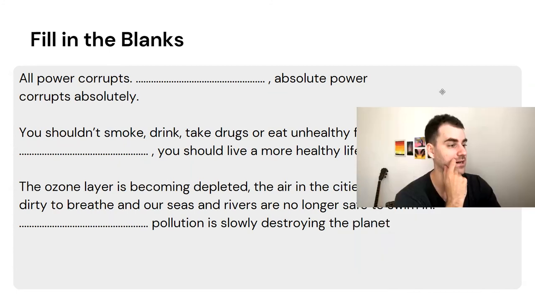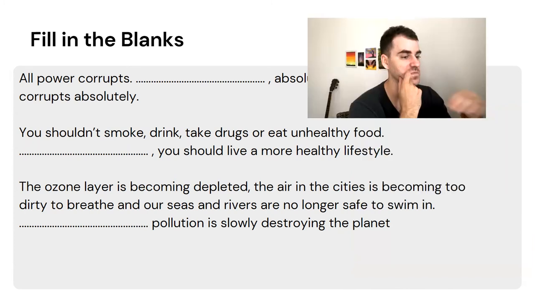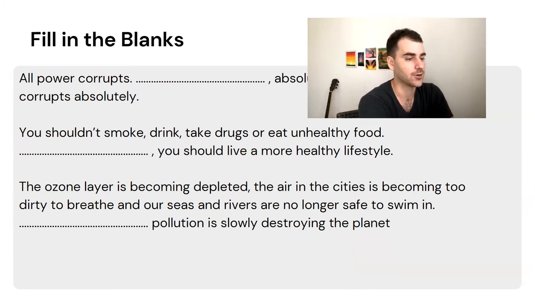And let's look at the final example. It says, the ozone layer is becoming depleted. The air in the cities is becoming too dirty to breathe. And our seas and rivers are no longer safe to swim in. Now, we can use a conclusion word here. To summarize, pollution is slowly destroying the planet. We could say, in conclusion, pollution is slowly destroying the planet.